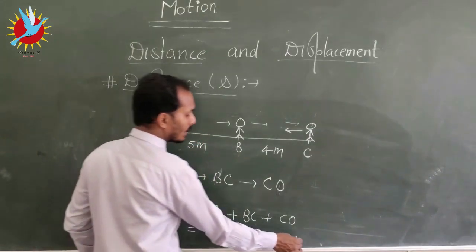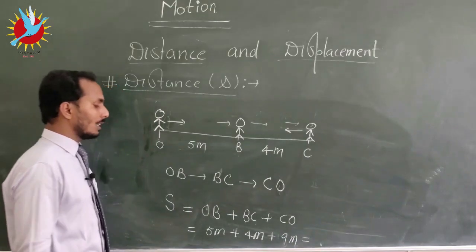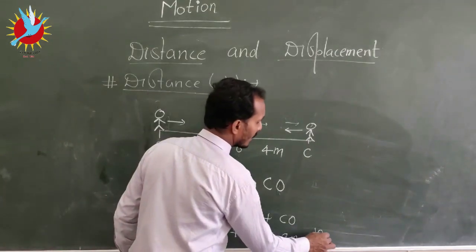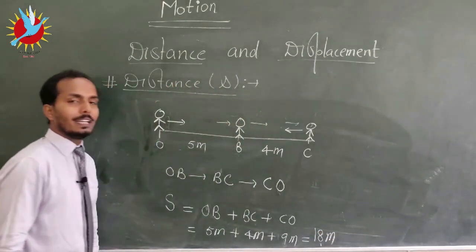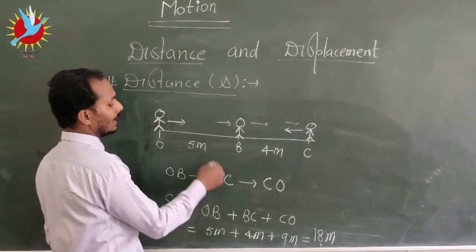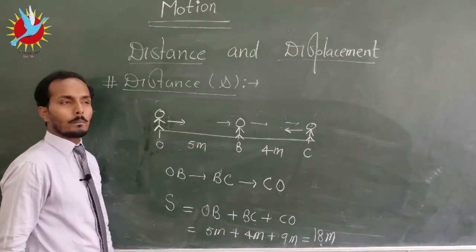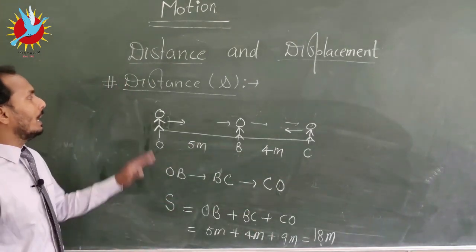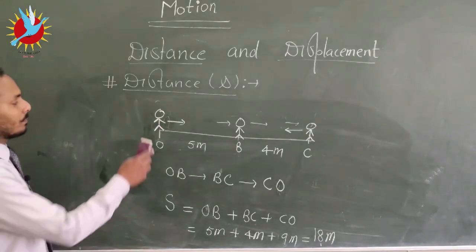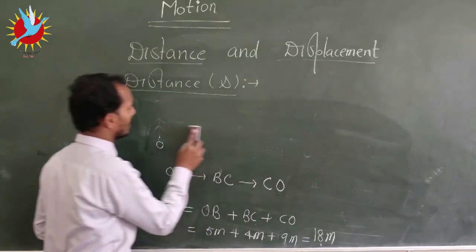So what is the total distance? The total distance covered by the person is 18 meter. If it is in kilometer, then the answer will be in kilometer. So this is the way to calculate the distance covered by the person.